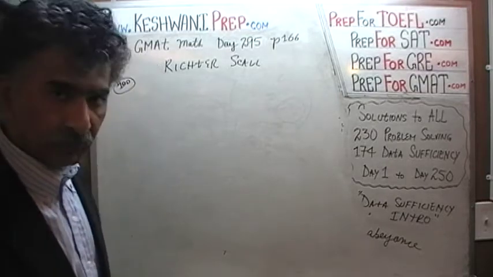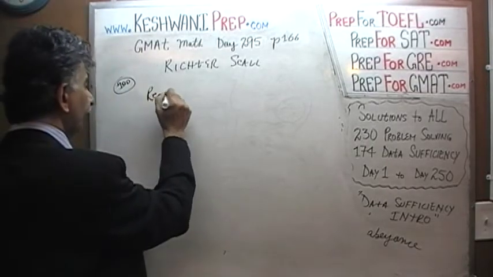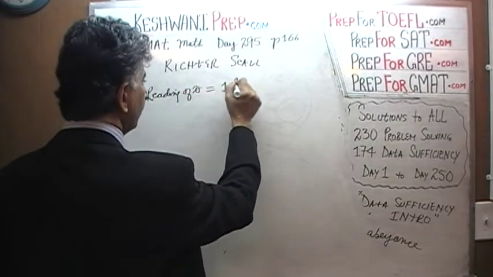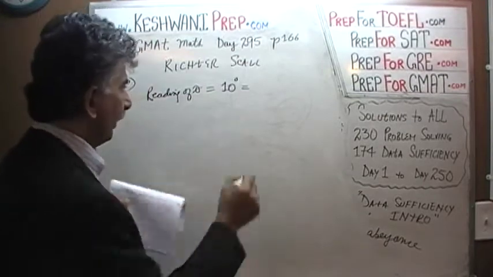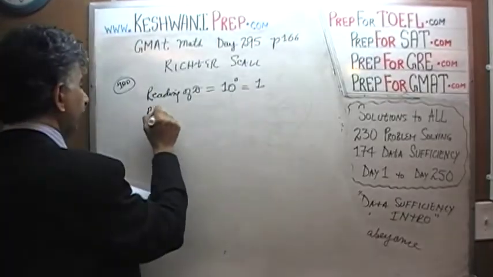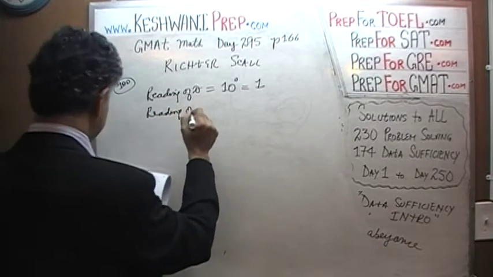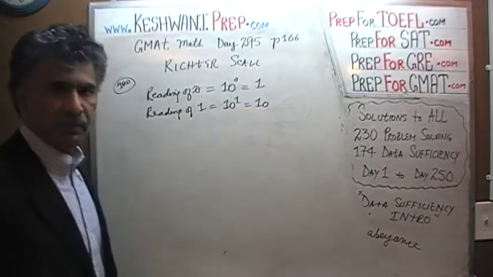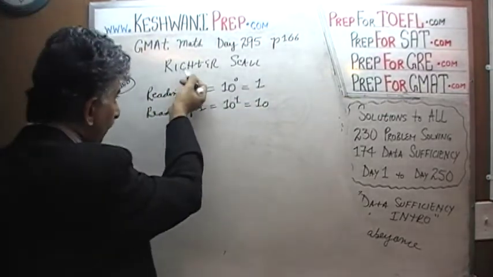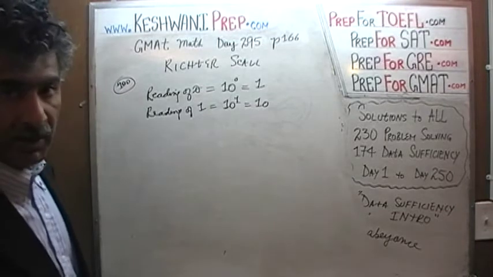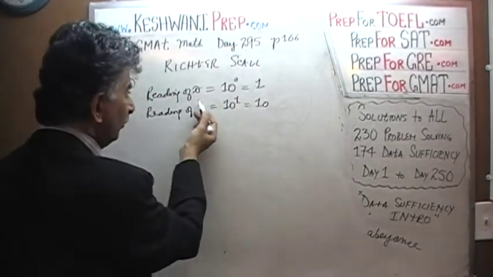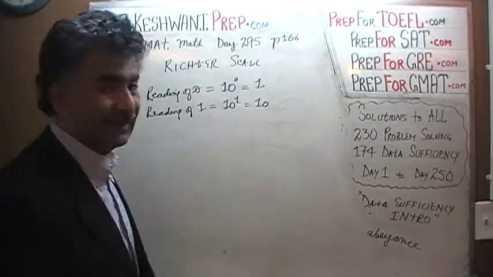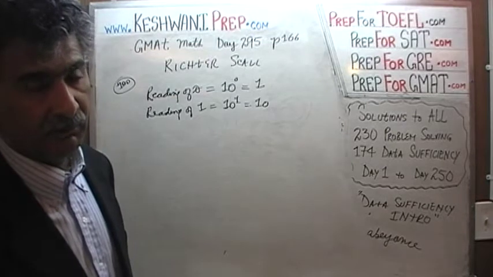But now what that means is that a reading of 0 implies that it is 10 raised to 0. And we know that any number raised to 0 is 1. A reading of 1 equals 10 raised to 1, which is 10. In other words, on Richter's scale, an earthquake of magnitude 1 as opposed to magnitude 0 is 10 times as strong as the one with the magnitude of 0.